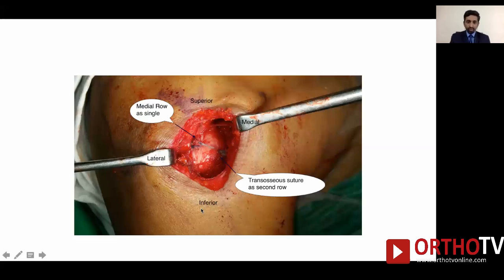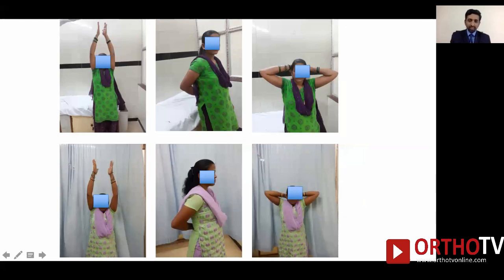Again, this is how it looks. This is the superior, this is the inferior. This is the medial row anchor as a single anchor, and this is the lateral row. These two points of the horizontal transosseous tunnel act as the lateral row anchor, and we can get nice compression of the rotator cuff all across. And this is the kind of result that the patient can get.